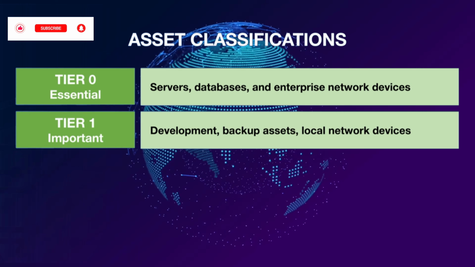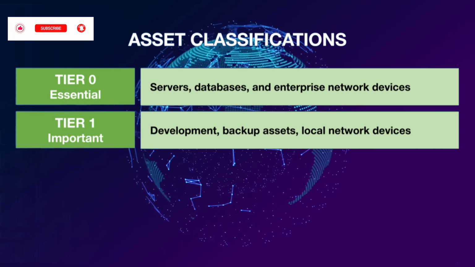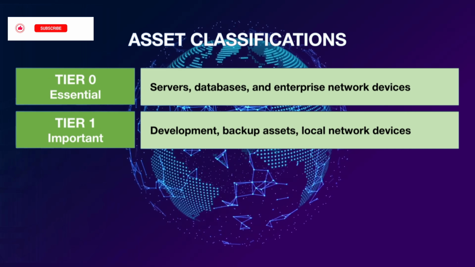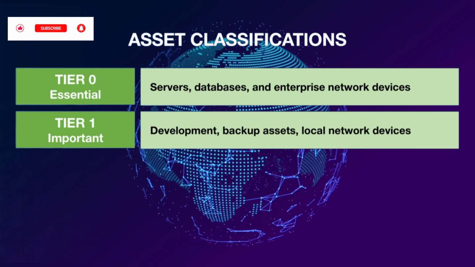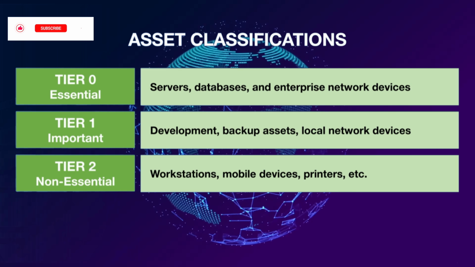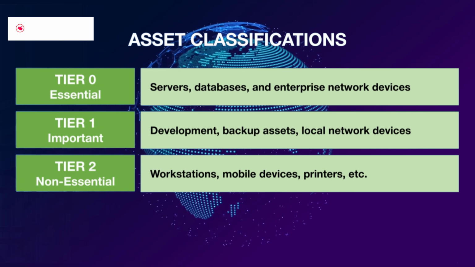Going up the next level to tier 1, these are important assets like our development environments, our backup assets, our data backups, local network devices. This would be considered tier 1. Then we have tier 2, which is non-essential. These are workstations, mobile devices, printers and so on.